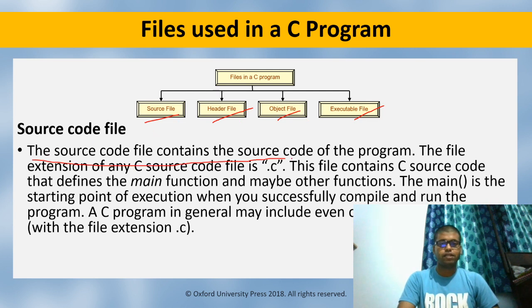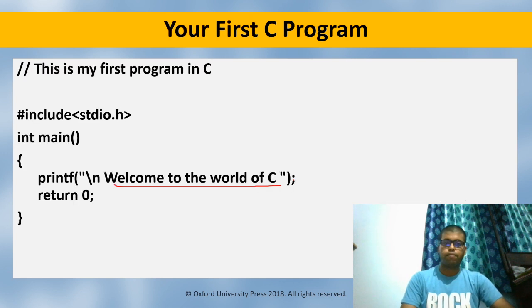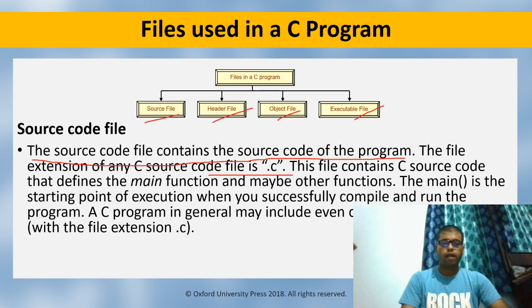The source code file contains the source code of the program, and the file is stored using .c. In the previous slide, if I write these things in a file, that file becomes a source file. Also, main is the starting point of execution. When you successfully compile and run a program, it starts from main. After main, the first line will be executed first, and so on, and it will continue.